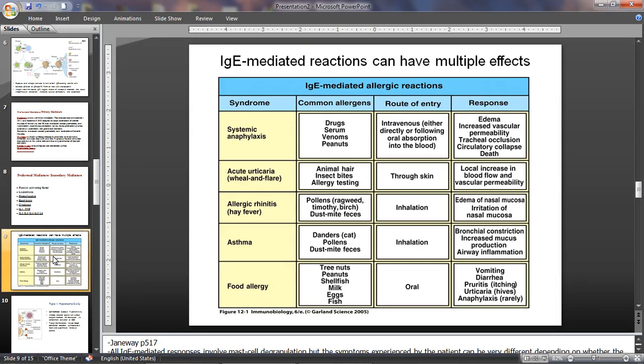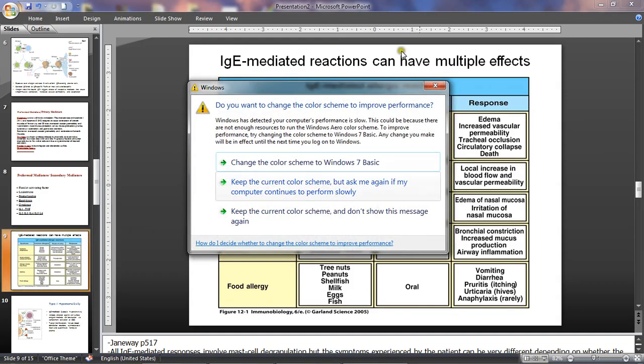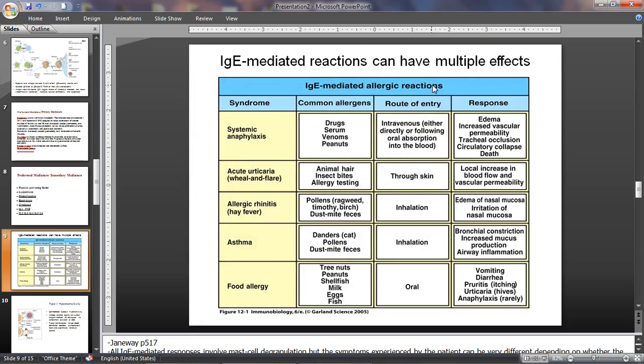IgE mediated reactions can have multiple effects. IgE mediated allergic reactions could be in the form of systemic anaphylaxis. I have already told you that anaphylaxis means a systemic response to the production of histamine. And the common allergens could be drugs, serums, venoms, and peanuts. The route of entry could be intravenous or following an oral absorption into the blood.